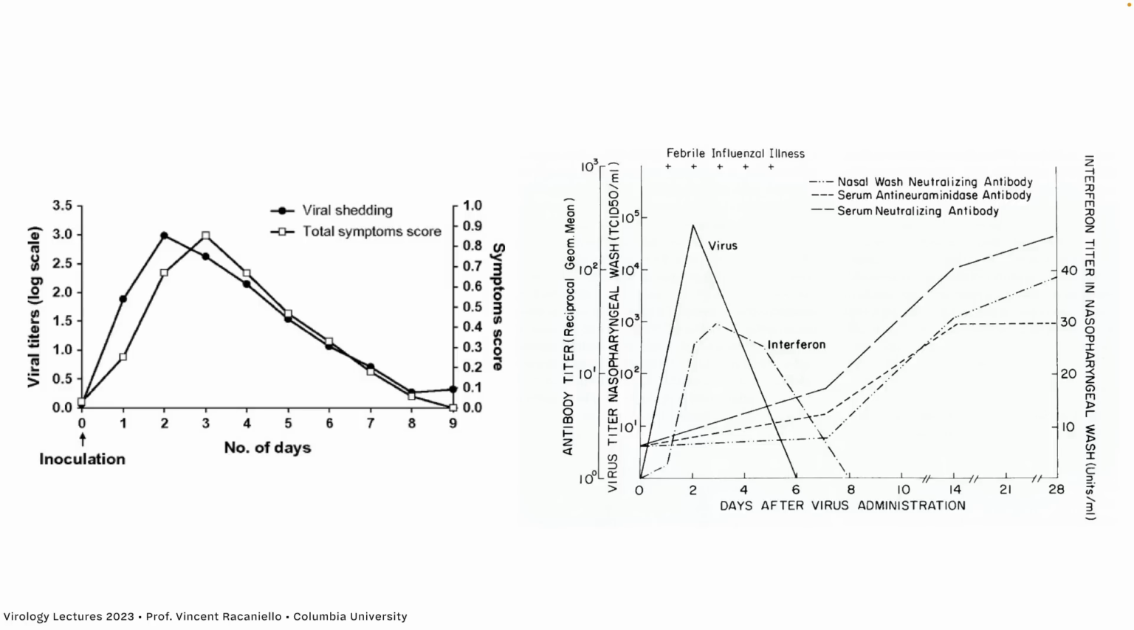And then this is a second challenge study on the right where we're looking at more parameters. Again, on the left we have antibody. Actually, we have multiple y-axes. We have antibody titer, we have virus titer, and the nasopharyngeal wash. And then on the right y-axis, we have interferon titer in the nasopharyngeal wash. So you take a little bit of PBS saline, you put it in the nose, and then you measure these things.